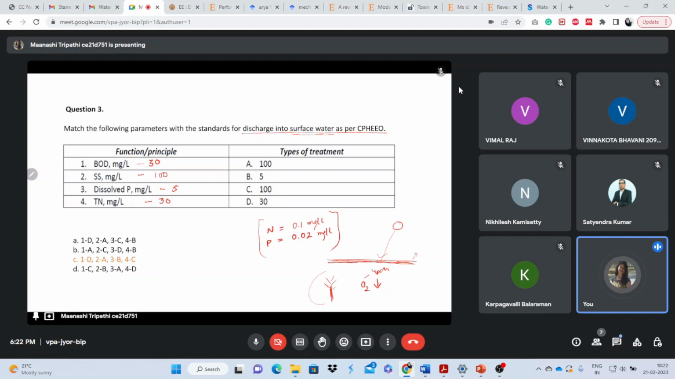And when these algae die, they will also consume oxygen. It will be a form of BOD. They will also consume oxygen. So, because of these effects, eutrophication can go on for many days.